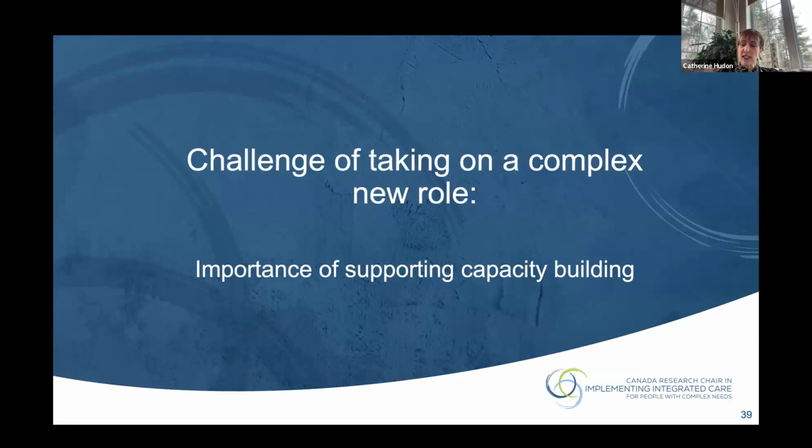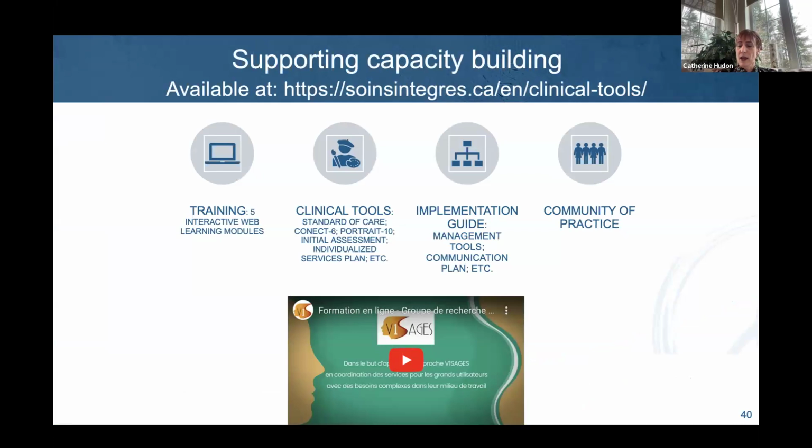The challenge associated with case managers taking on a new role should not be underestimated either. Approaching these vulnerable client groups and implementing a personalized service plan are steps that require adequate support. As explained earlier, in addition to the training and the clinical toolbox, an implementation guide is available for managers and project managers, and we facilitate a community of practice.